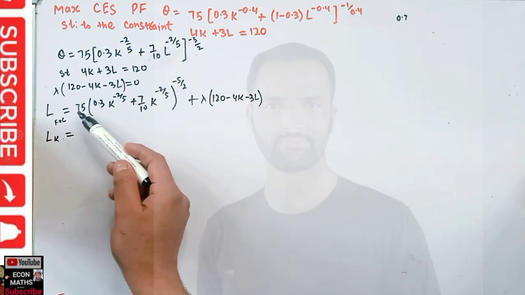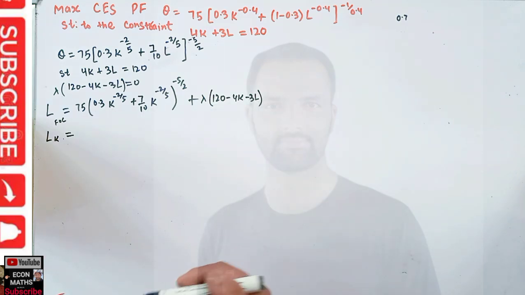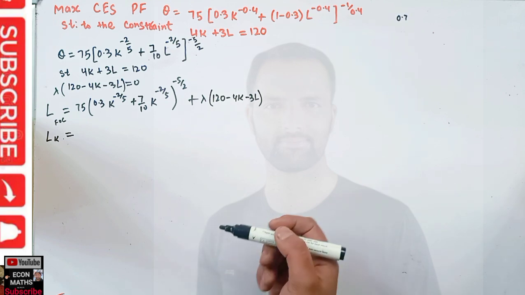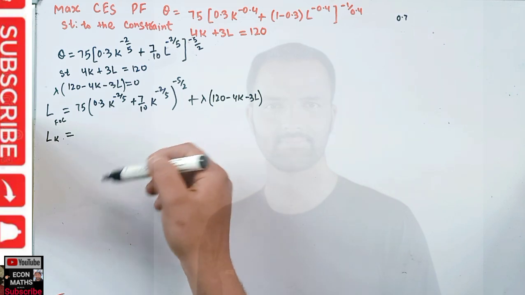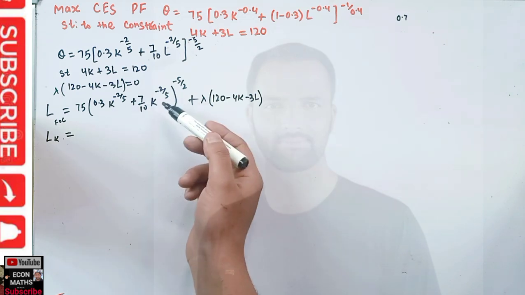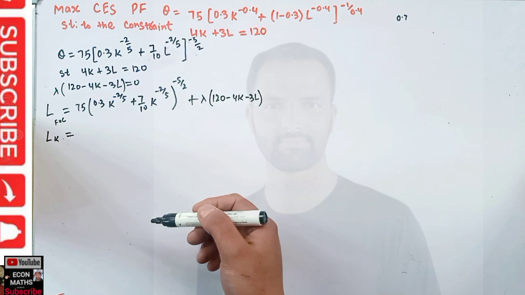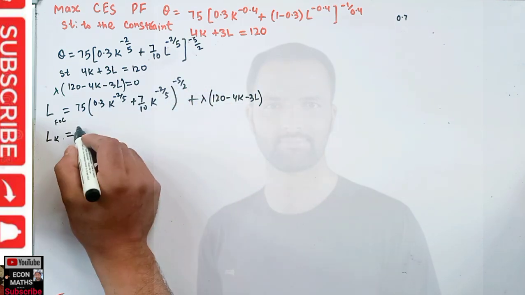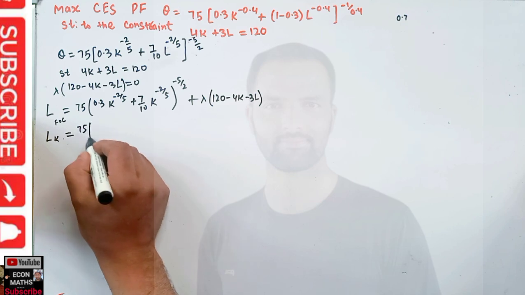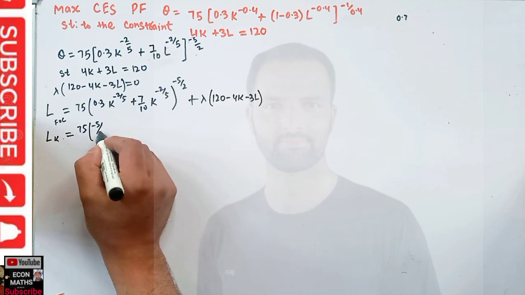L subscript k denotes here the partial derivative with respect to capital. Now we need to differentiate this very Lagrange's function with respect to k. So we have this very function here. We will use generalized power function here. First, how do we differentiate? This exponent becomes our coefficient, so we have 75 into minus 5 upon 2.